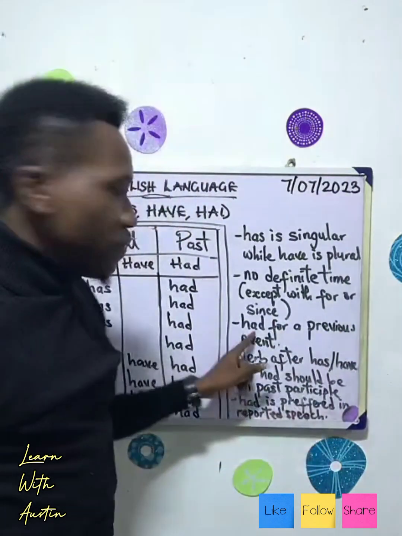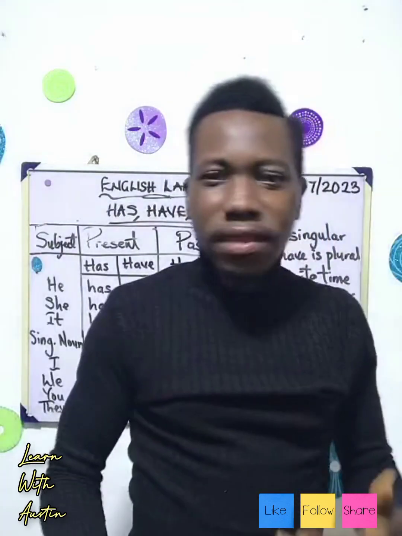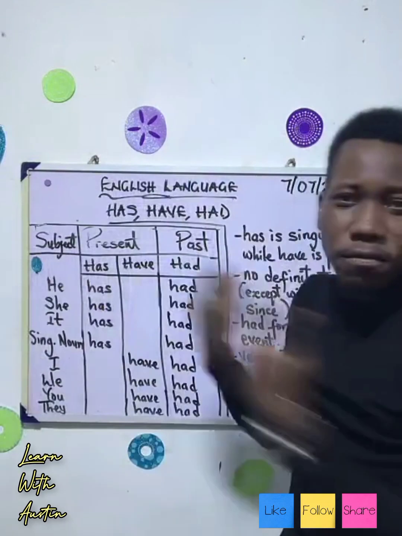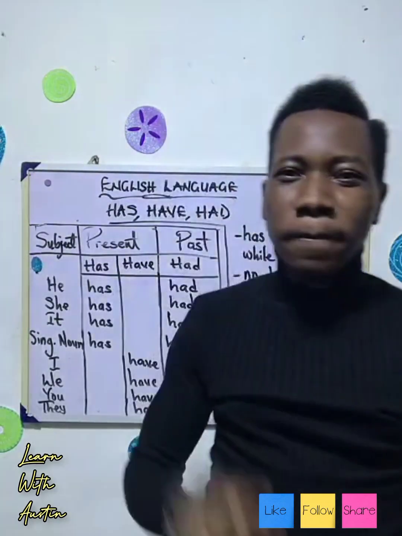Another one we need to take note of is had for previous events. So when you use had, apart from ownership, now we want to come to the perfect tenses. When do you use had to express perfect tenses? You use had when you have two events, all right?